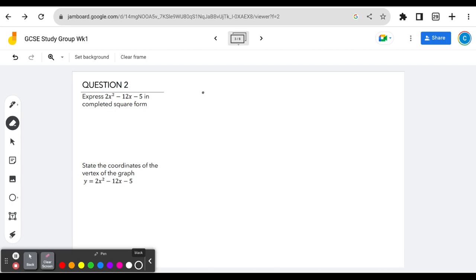So I'm going to take out the 2, factorize the 2, and it leaves me with x squared minus 6x, and close that bracket now, and we're going to deal with that negative 5 afterwards. Now, the reason why I wrote it in blue is because I want you to see that I'm only completing the square on that blue part there. So it's still multiplied by 2 on the outside.